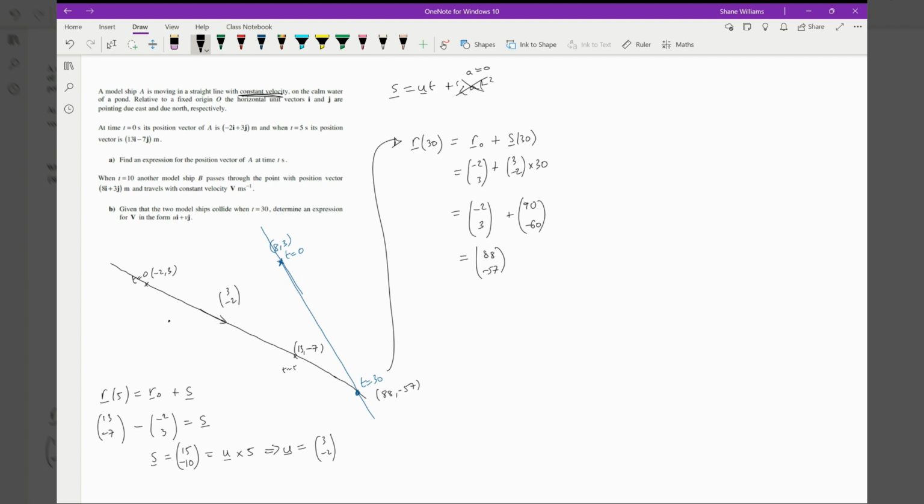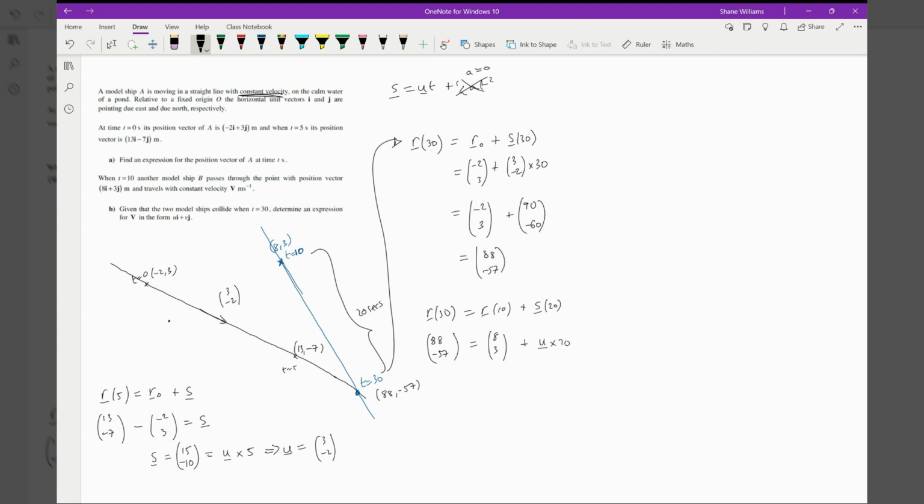And now we can work out, sorry, there's an error in my previous labeling. That should have said 10. Thank you. Now I know I've got a 20-second change in time. I can find out what the displacement is. So r of 30 equals r of 10 plus a 20-second displacement. Call it that if you like. 88, minus 57 equals 8, 3 plus a 20-second displacement. So that's going to be v times 20.